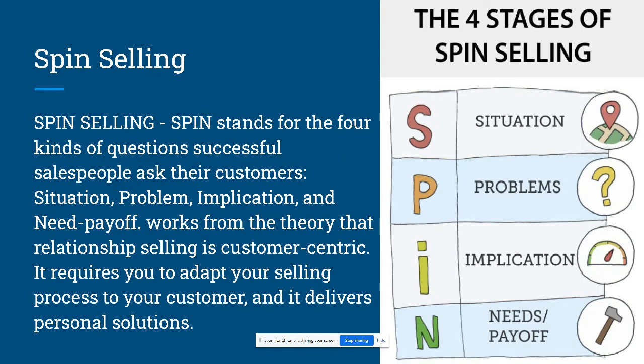And that leads us on to the next section, right? SPIN selling. SPIN stands for four kinds of questions successful salespeople ask their customers: situation, problem, implication, and need-payoff, right? We already know what the situation is. We already know what their problem is, right? So the implication is pretty simple. They either go get coverage and protect their families, or they don't get coverage and they open themselves up to a tremendous liability of getting sick, losing their job, or even being put in the hospital, right? The need-payoff is very, very simple.